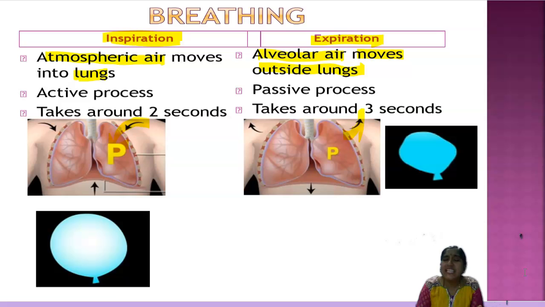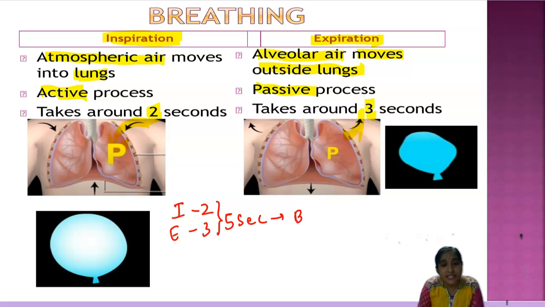Do you know, inspiration is a very active process which takes place within just 2 seconds. But expiration is different. It is just a passive process which takes around 3 seconds. So your breathing cycle involves two steps: inspiration plus expiration. Your inspiration is 2 seconds and your expiration 3 seconds, totally 5 seconds for one breathing cycle.